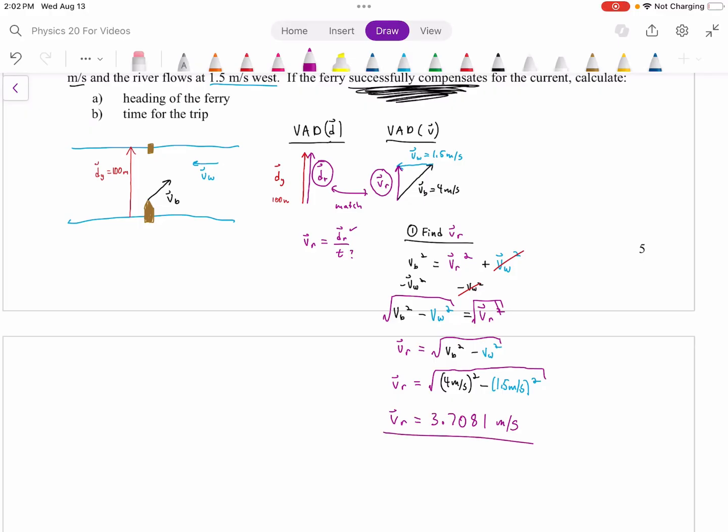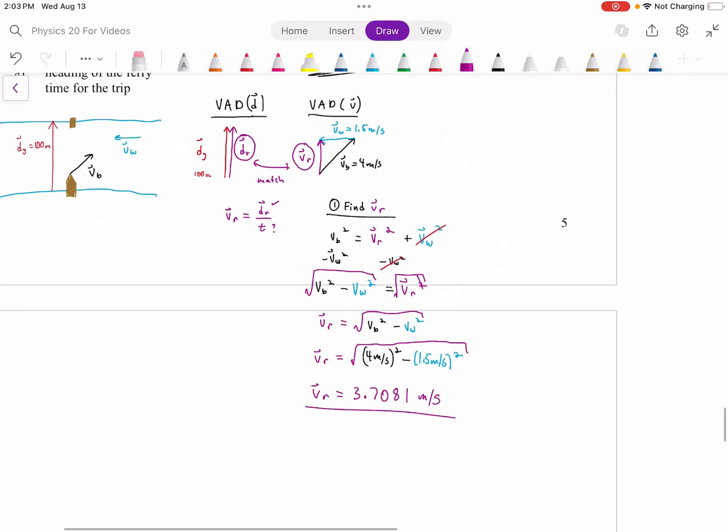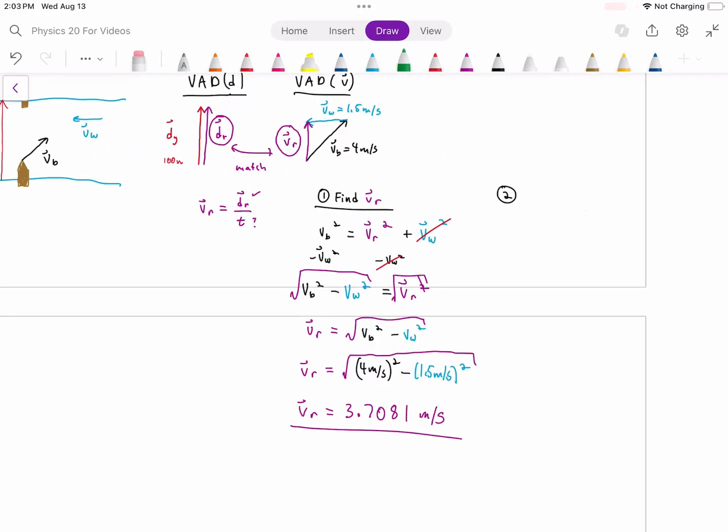Okay, so again, now we're back in Science 10. I'm saying that it went this far, it went 100 meters, and it was traveling in that direction at 3.7 meters per second. We can figure out how long it must have been traveling with just d over t. We already knew the resultant displacement, and now we also know the resultant velocity. So we can solve for the one unknown, time.